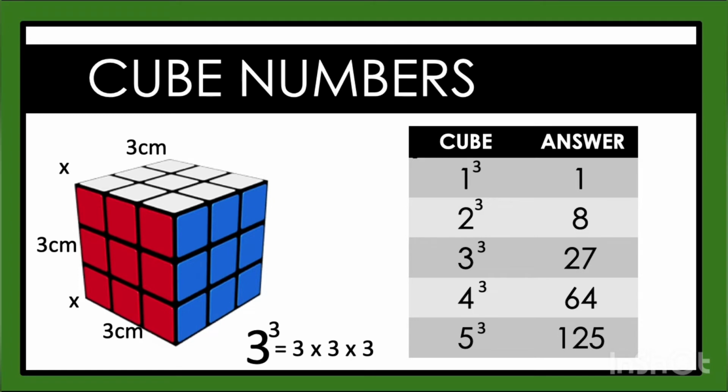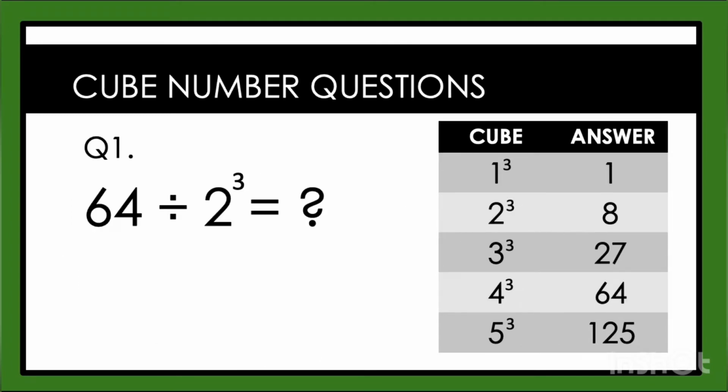Let's look at a question. 64 divided by 2 cubed. Well, 2 cubed we can see is 8. We can do the bus stop method, but we know our 8 times tables. How many 8s are in 64? Well, 8 8s are 64, so the answer is 8.